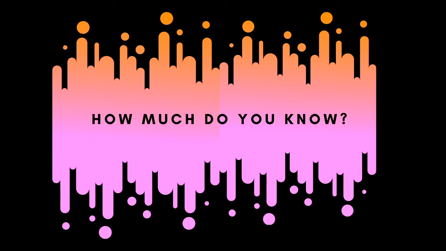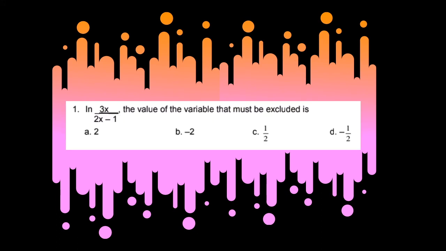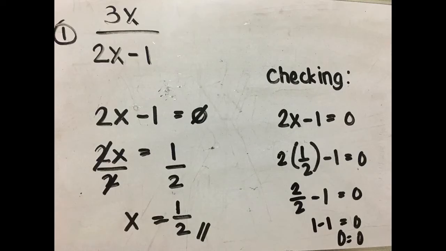Let's check your understanding. How much do you know? Let's take example number 1. In 3x over 2x minus 1, the value of the variable that must be excluded is a) 2, b) negative 2, c) 1/2, or d) negative 1/2. Again, let's forget about the numerator and focus on the denominator. Let's take the denominator 2x minus 1 and equate it to 0.